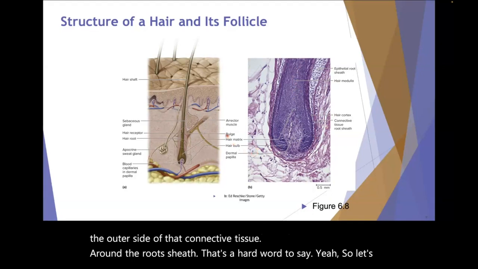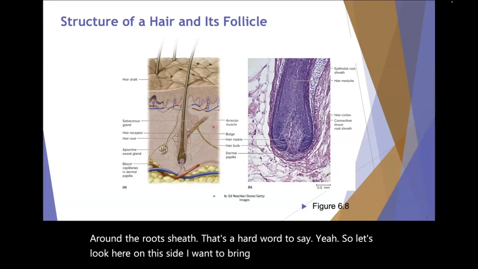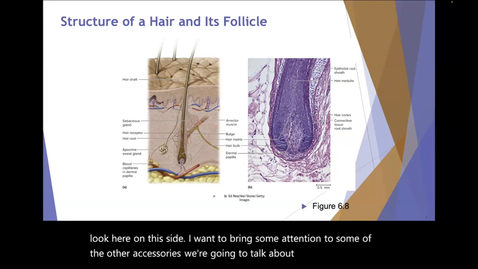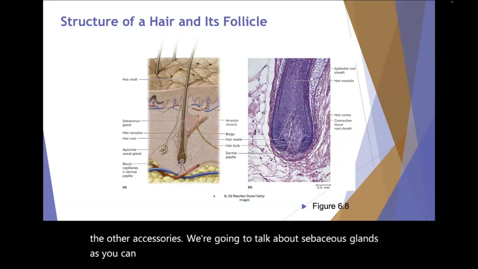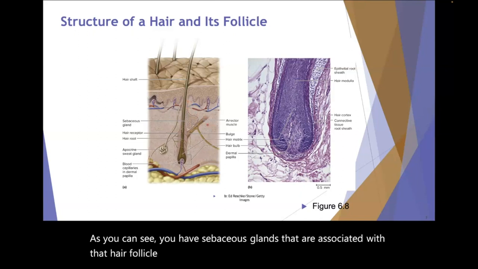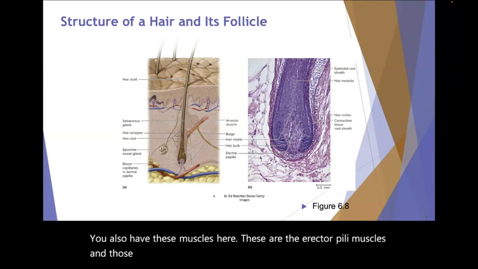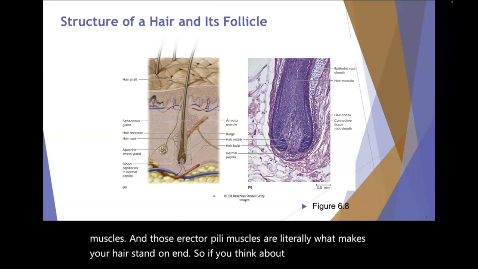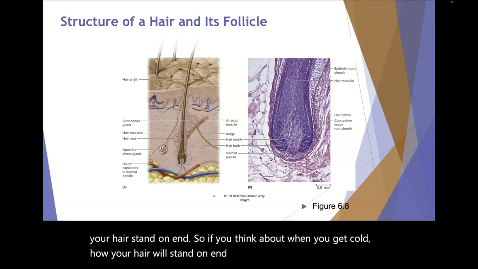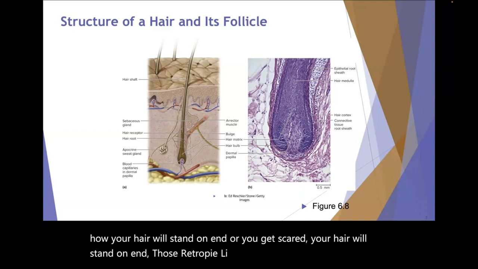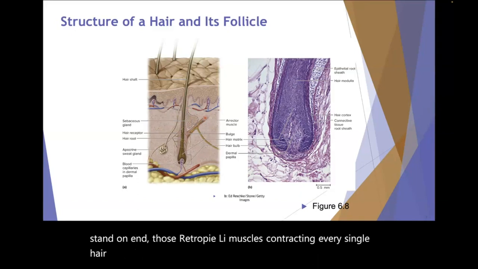So let's look here on this side. I want to bring some attention to some of the other accessories we're going to talk about. Sebaceous glands. As you can see, you have sebaceous glands that are associated with that hair follicle. You also have these muscles here. These are the erector pili muscles. And those erector pili muscles are literally what makes your hair stand on end. So if you think about when you get cold, how your hair will stand on end, or you get scared, your hair will stand on end. Those erector pili muscles contracting at every single hair follicle is responsible for that.